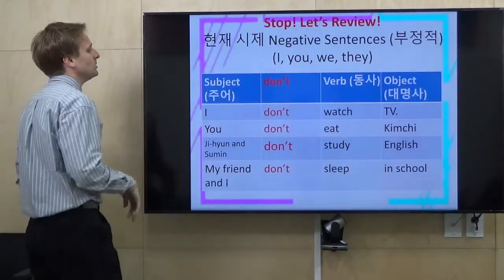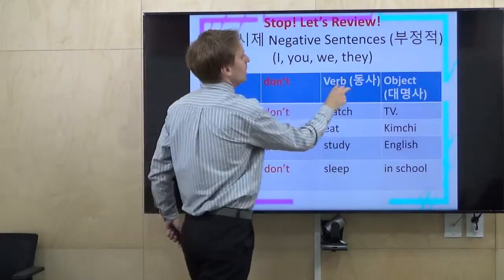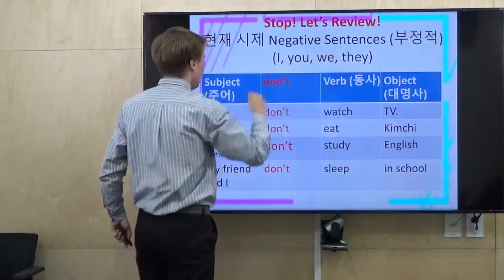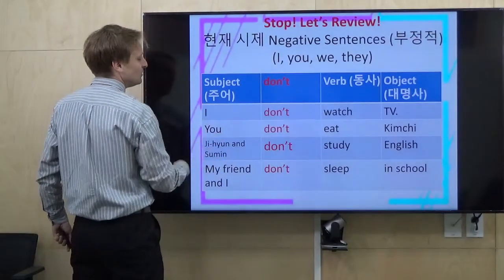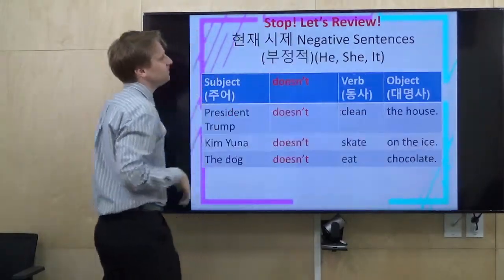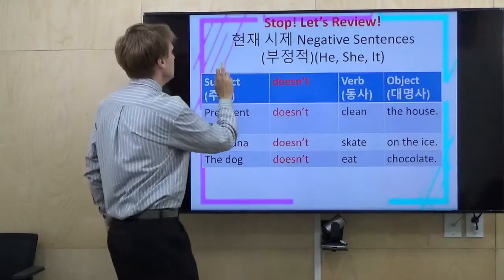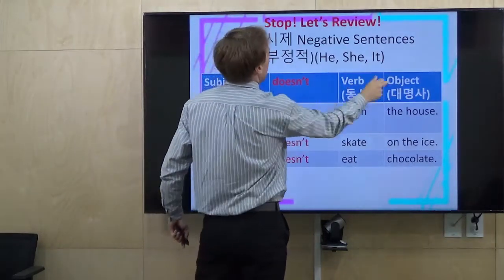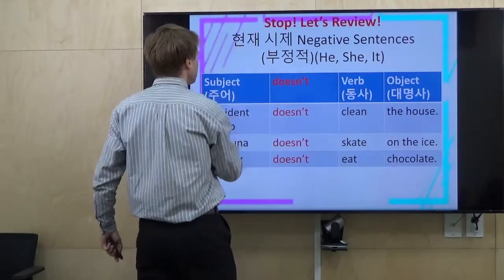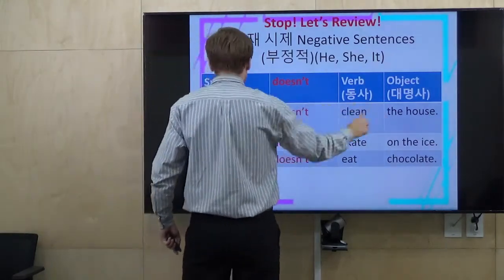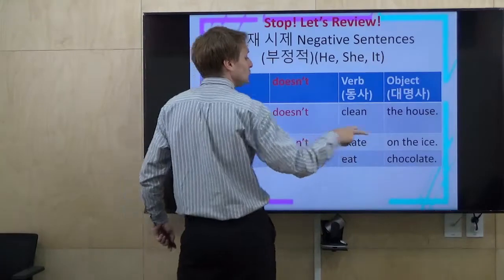Here are those grammar charts again. Subject, don't, verb, object for I, you, we, they. I don't watch TV. Me, Jihan and Sumin don't study English. And subject, doesn't, verb, object for he, she, and it. Remember, no S here. President Trump, he doesn't clean the house. The dog doesn't eat chocolate.